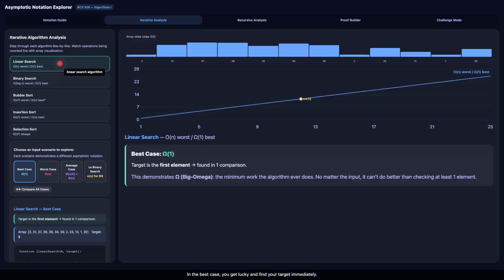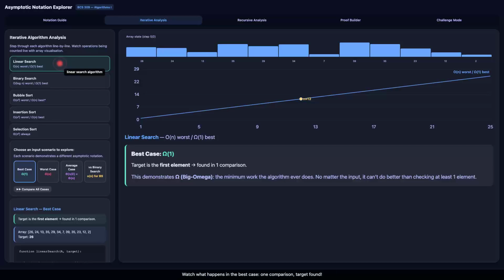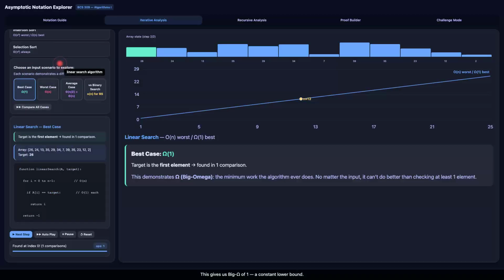In the best case, you get lucky and find your target immediately. In the worst case, the target isn't there at all, and you check every single element. Watch what happens in the best case. One comparison, target found. This gives us big omega of 1, a constant lower bound. No matter how large your array gets, there's always a chance you'll get lucky and find the target immediately. This demonstrates the power of big omega notation.